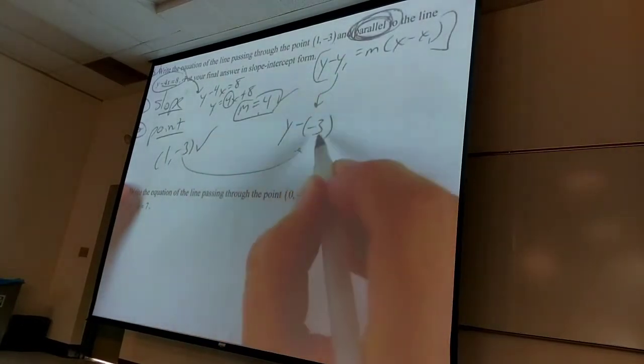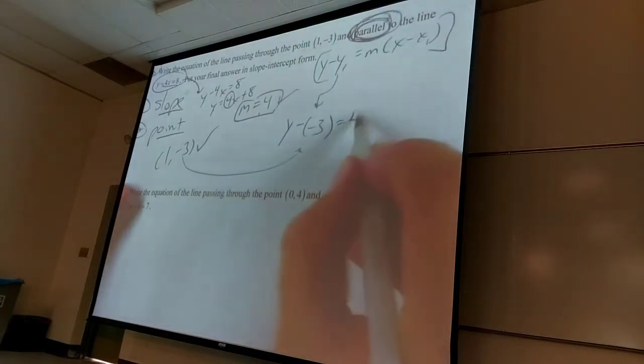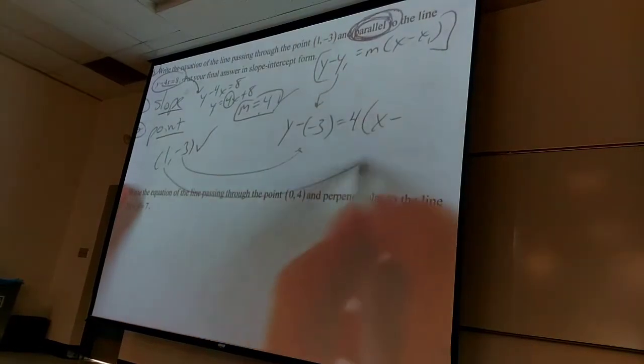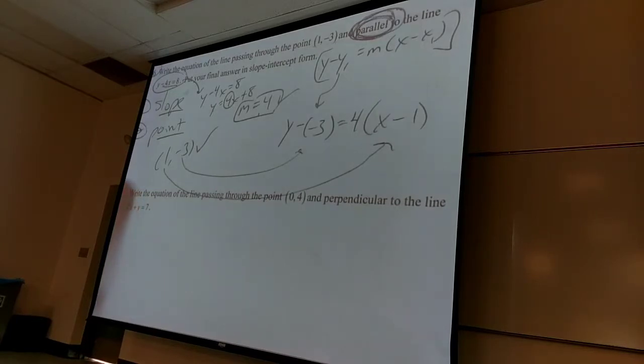Because that's the y piece of the point. Equals m, 4, times x minus 1, the x piece of the point. Oh, I get it. Okay. 1 down, 114 to go.